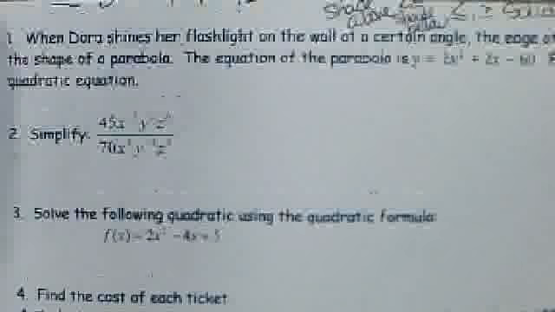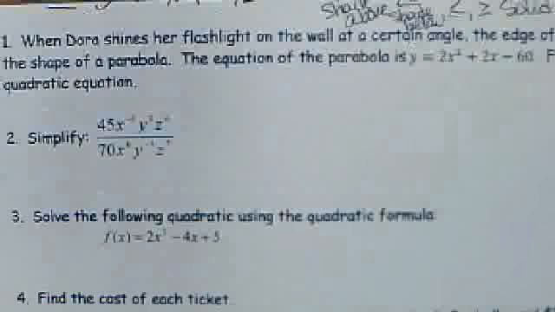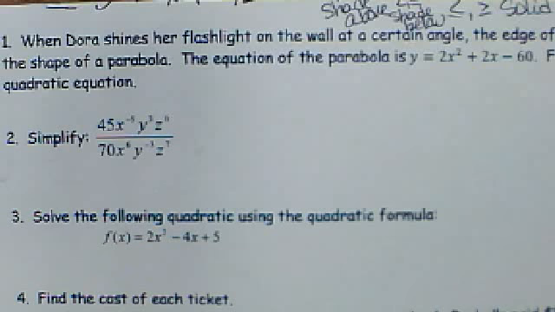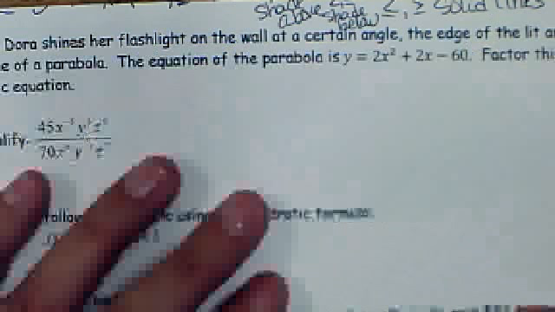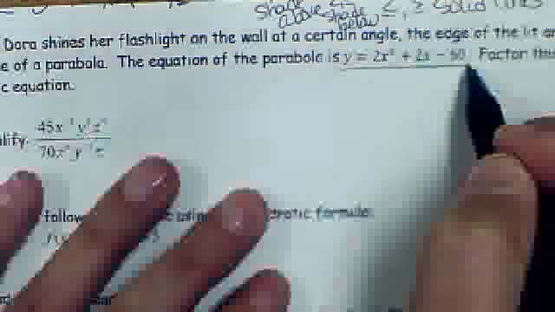So question number 1, read that quietly, or read that to yourself. I guess you don't need to read it quietly. I don't care if you read it out loud because you're watching this on your own. So when Doris shines her flashlight on the wall at a certain angle, the edge of the lit area is in the shape of a parabola. The equation of the parabola is y equals 2x squared plus 2x minus 60.